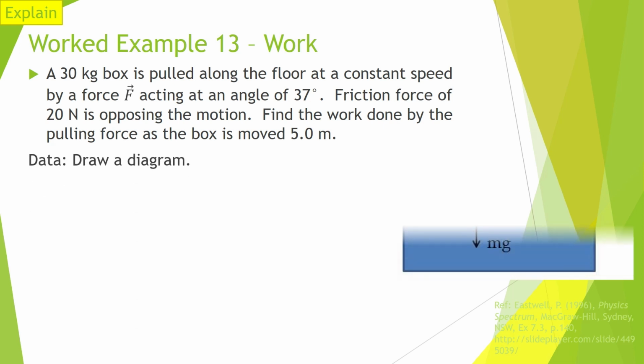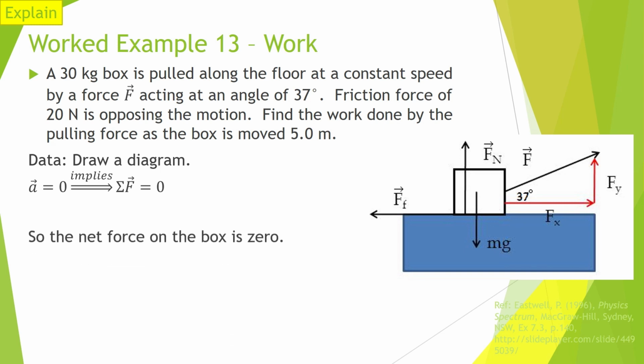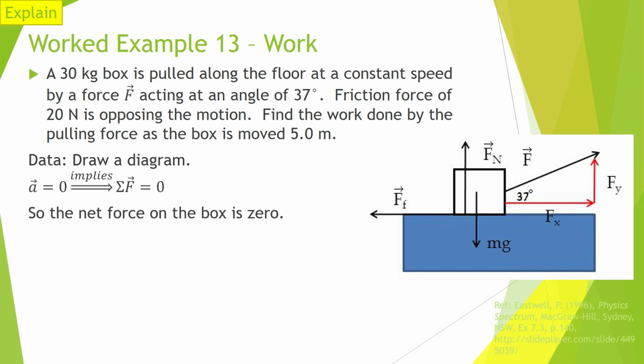First step, of course, draw a diagram. There it is. And the diagram will help you sort out all the factors involved. So the acceleration being 0 implies that the net force is also 0. So the net force on the box is 0. It's not moving. It's not accelerating. It's pulled across at a constant speed. Therefore, the forces in the x direction must be balanced.